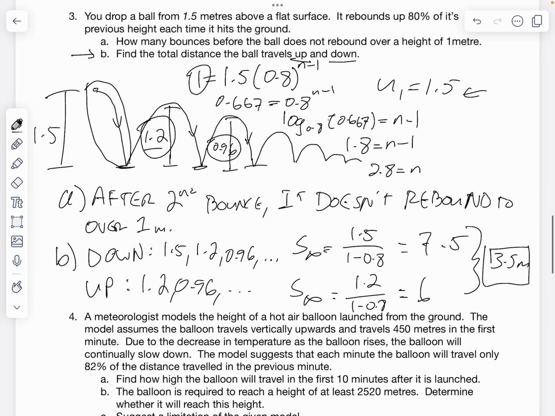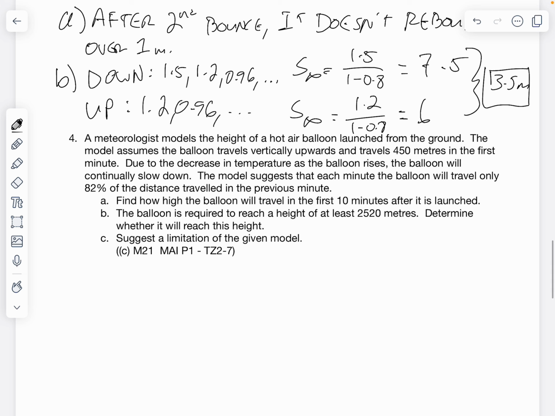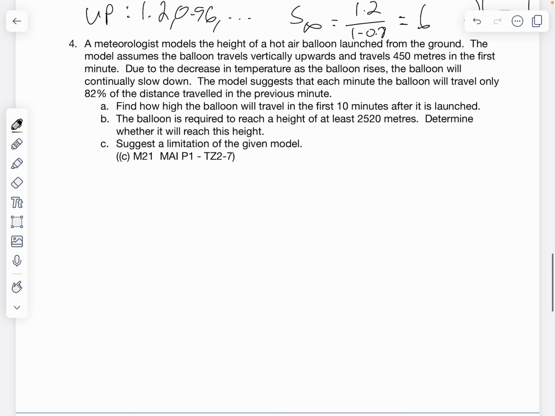There you go. Ball bounce problems, classic IB problems. Love them. Great question because it makes you think about that first drop. You can't just do the infinite sum from the first drop and double it, because that would assume it started from the ground, but that didn't happen. You could do that, and then you could subtract the 1.5 as well. That would also work.